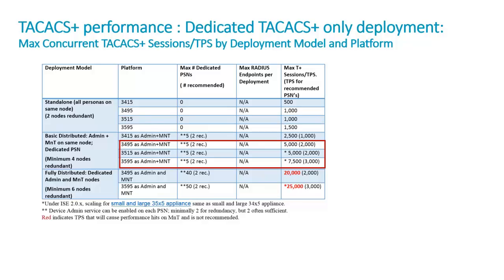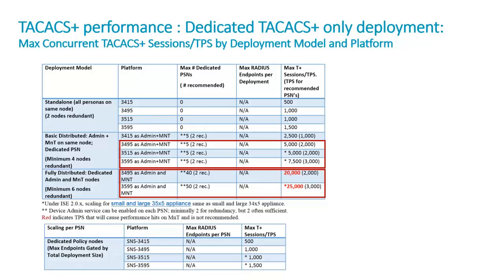What we talked about is for the basic distributed model for ISE. If you go with a fully distributed model with separate admin and MNT nodes, then you can see that the 35.95 might fit the bill, with 2 boxes supporting up to 3,000 transactions per second. If you go with the 34.95, again, you might need more than 2 boxes. In a fully distributed deployment, exceeding 15 to 20,000 transactions per second will cause an MNT performance hit, as shown in this table. There is also a reference given under this table that has a full platform comparison.